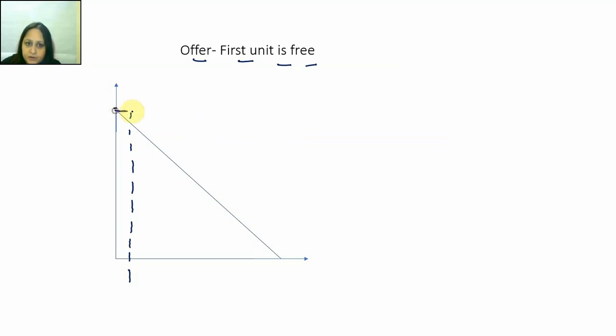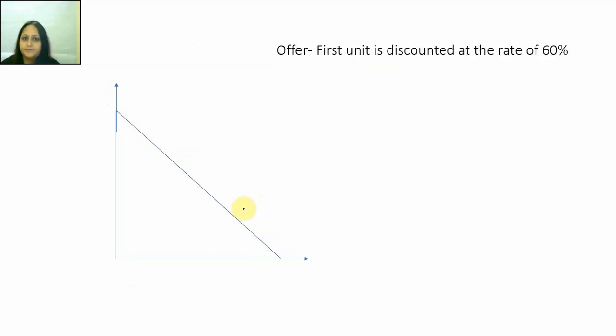So in this, only our first unit is free. For the first unit, we have a horizontal line and then we have a parallel line. Why parallel? Because everywhere this gap is 1 unit. Everywhere this gap is 1 unit.